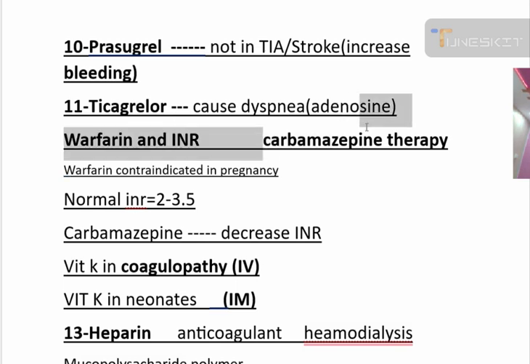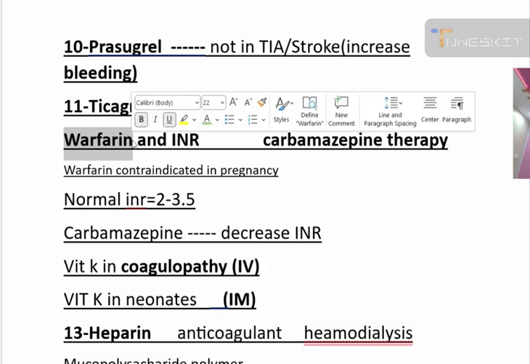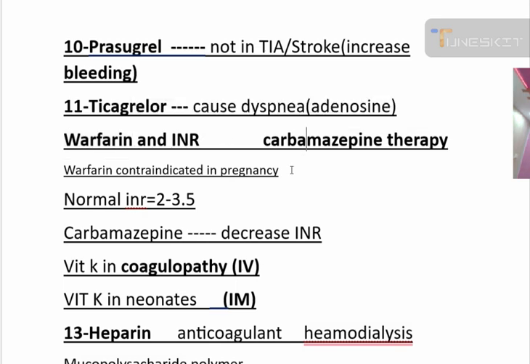When carbamazepine induces the enzyme which metabolizes warfarin, it will metabolize warfarin earlier, or with speed. So what will happen? The INR value will be decreased. It will make the blood thicker. So this combination is contraindicated.